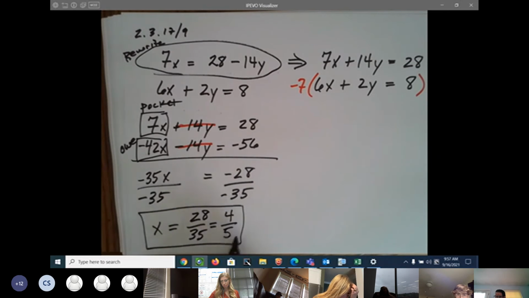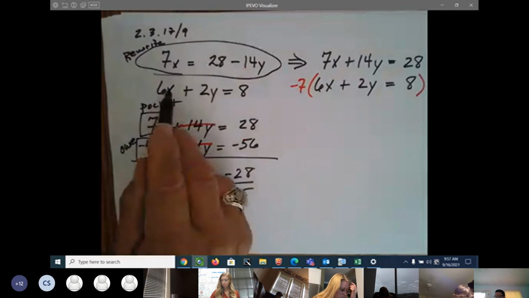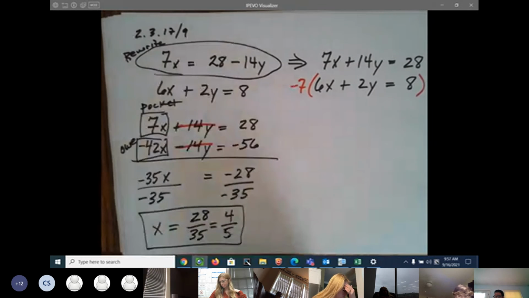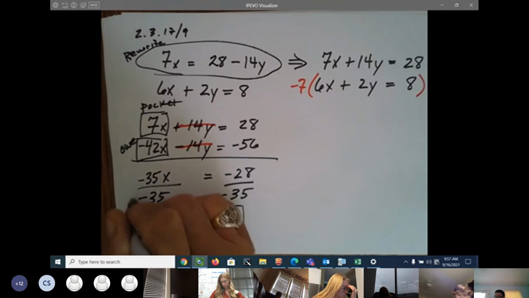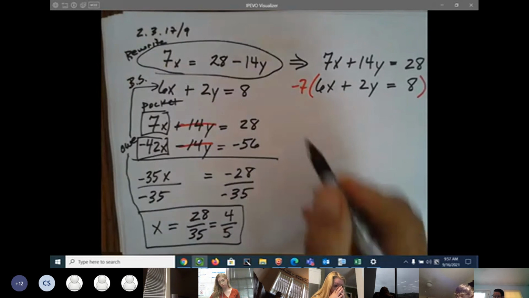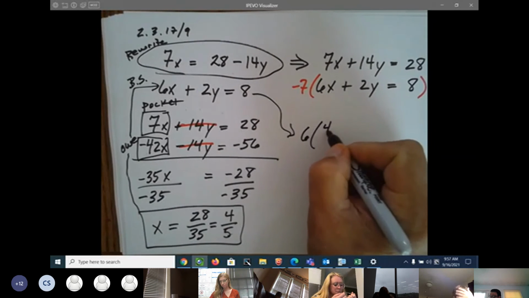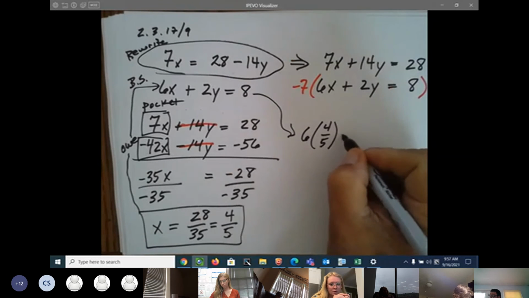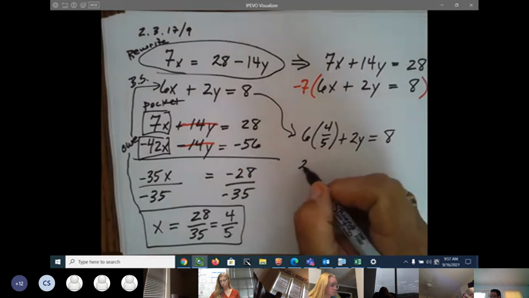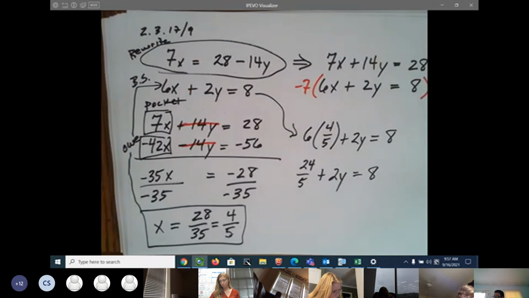All right, now what I do now, I take that 4/5 and I plug it back into whichever one you want to plug into. I'm going to plug into this 6x plus 2y because it's a little bit less messy. So I'm going to take that 4/5 and plug it back in here. It's called back substitution or BS. Yeah, say whatever you want to. 6 times 4/5 plus 2y is equal to 8. And 24/5 plus 2y is equal to 8.